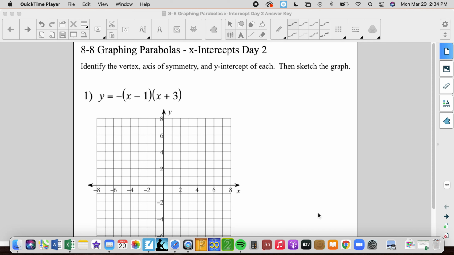Today is graphing parabolas using x-intercept form, day 2. This is your homework. These are the 5 problems that you were given to do for homework.